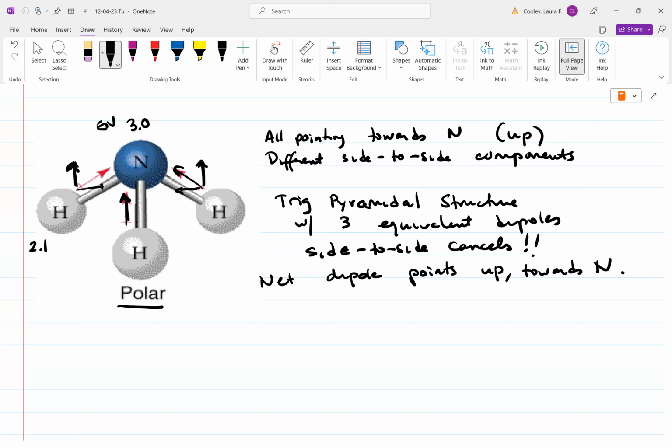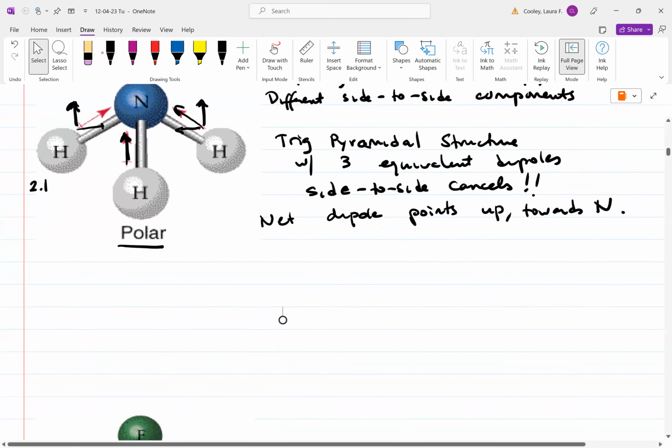Yeah, because they're pointing downward, right? But they're all evenly distributed. So which way would the side to side end up pointing? It doesn't make sense that there's even going to be a side to side component, and there isn't. They all cancel the side to side, and the net dipole is up. If you had to pick a direction that the side to side would end up being, there's no preferred direction. These things are pointing equally in all directions. So there is no side to side component. So anyway, we have a net dipole that points up towards the nitrogen.